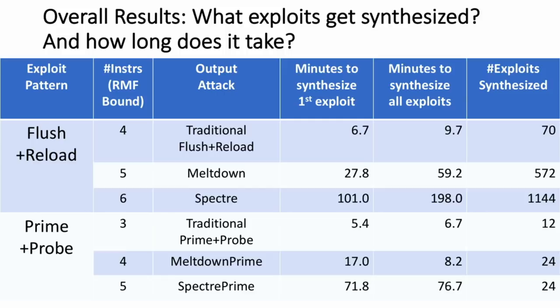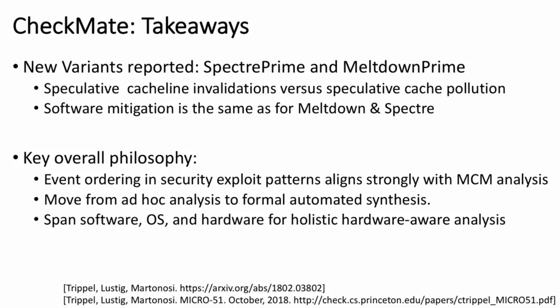So in terms of takeaways, yes, we found two new variants, Spectre Prime and Meltdown Prime, that use cache invalidations rather than C-flush. But more importantly to us is this key overall philosophy that the event ordering issues of security exploit patterns align strongly with the memory consistency model analysis that we've already been doing. It's a very principled step from ad hoc one-off analysis of different exploits to formal automated synthesis. And the goal has always been to span software, operating system, and hardware for a holistic but hardware-aware analysis.